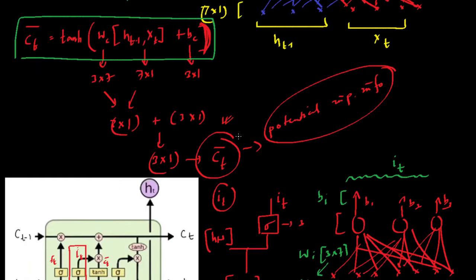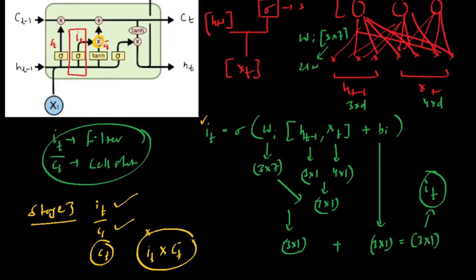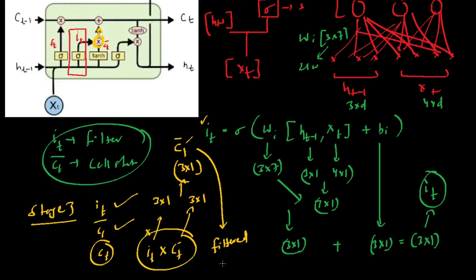The last thing is going to be my ct. I'm talking about stage 3. So my it is clear, my ct dash is clear. Now what about my ct? If you remember what's happening here, there is a pointwise operation. It is multiplied with ct dash. If it is a 3 cross 1 matrix and ct dash is a 3 cross 1 matrix, the output is going to be a 3 cross 1 matrix. So here a 3 cross 1 matrix goes. You can call it ct dash bar, let's say. Now this is called the filtered candidate cell state.